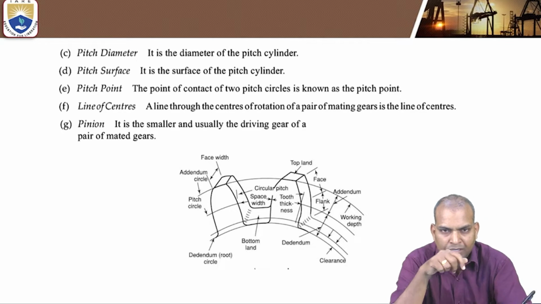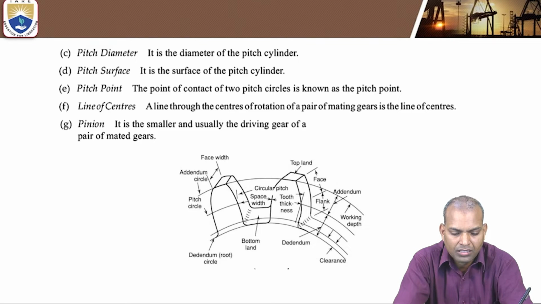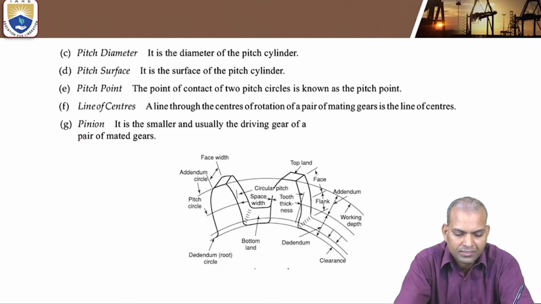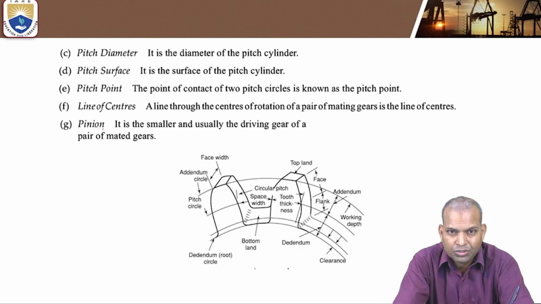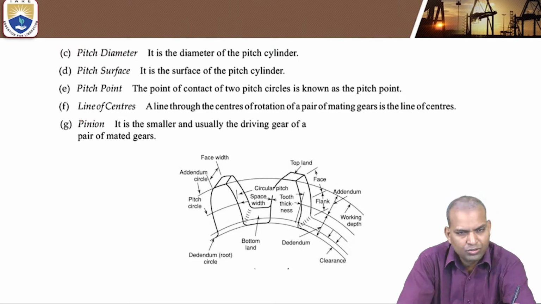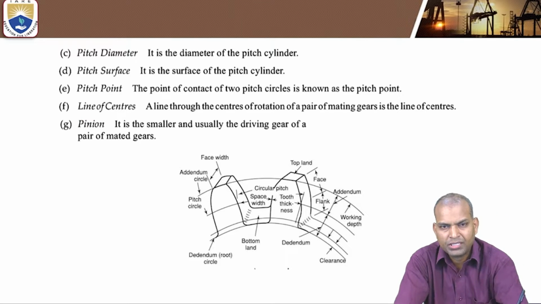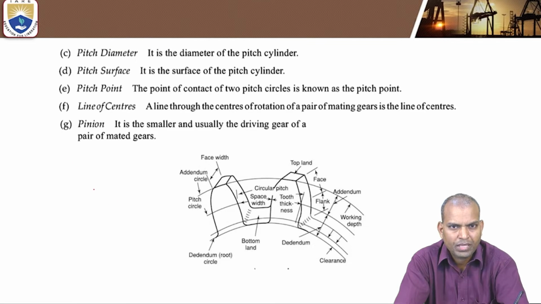Another is the pinion, which is the smaller of the pair and usually the driving gear of a pair of mating gears. The smallest wheel is known as the pinion, and it is the driving gear among the mating gears. Generally the pinion is used as the driving gear, though it can be vice versa, and the driven gear is the larger wheel. This is the pinion.